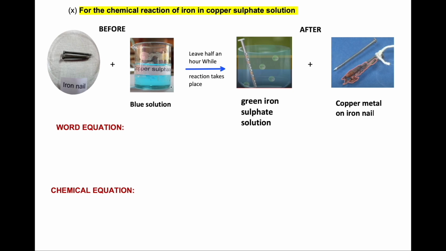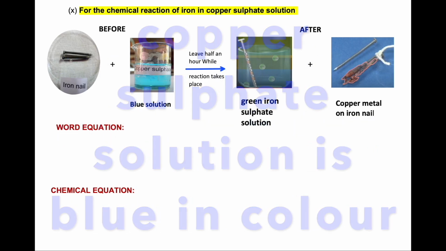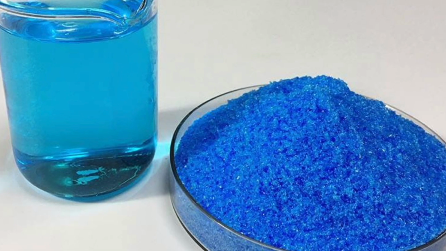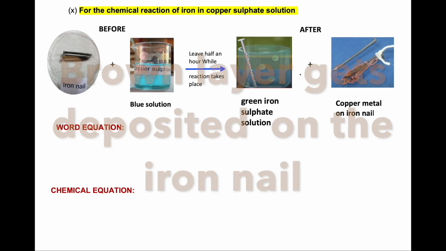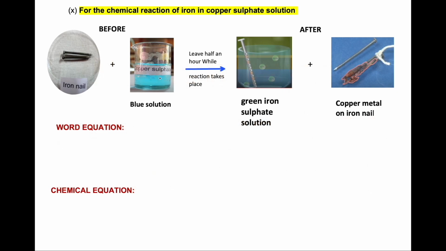Now, notice that the copper sulfate solution is blue in color. One of the iron nails is kept immersed in the copper sulfate solution for around 20 minutes to half an hour. It is observed that a brown layer gets deposited on the iron nail. The blue copper sulfate solution fades and changes to light green color.